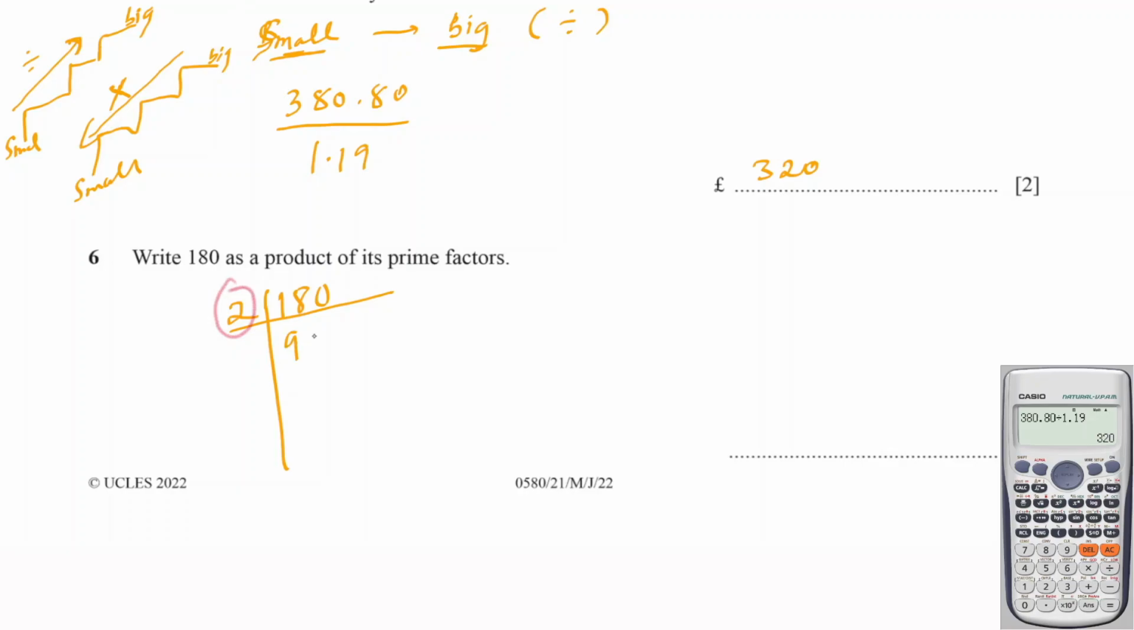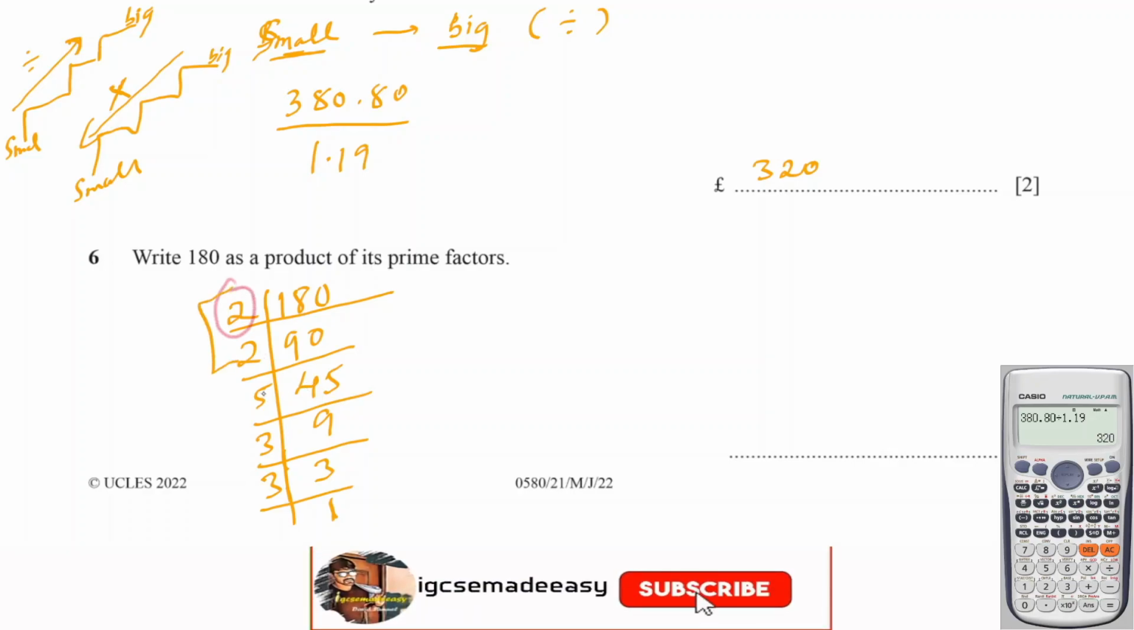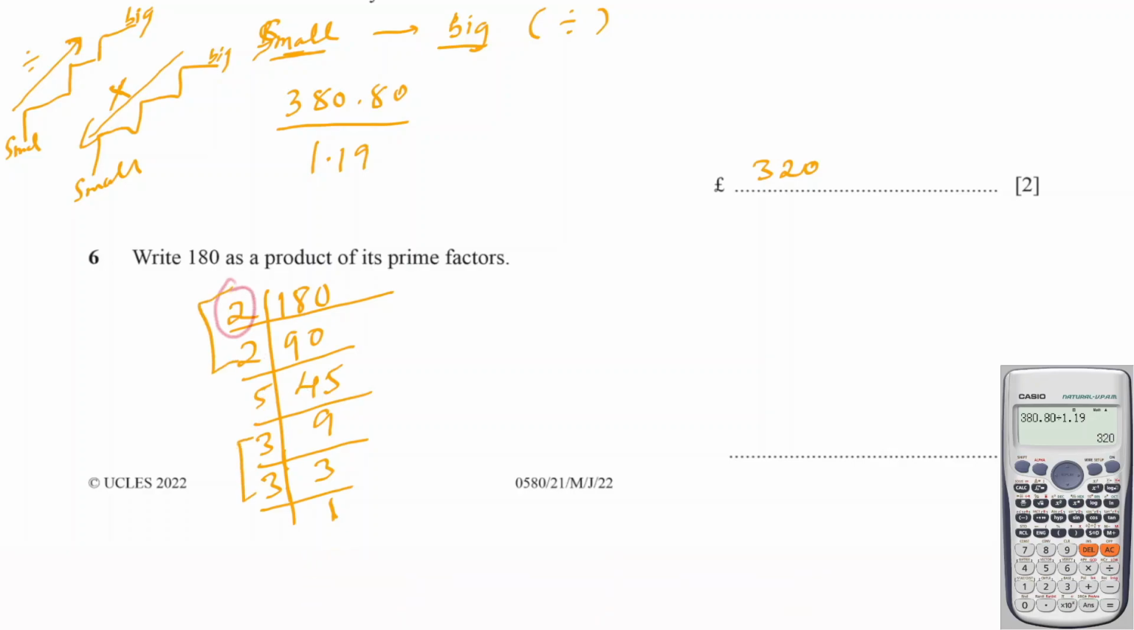So 180 divided by 2 is 90. 90 can again be divided by 2, so 45 times 2 is 90, and now this 45 comes in the 5 tables, so 9 times 5 is 45, and then 3 times 3 is 9, and then 3 times 1. I don't have to write it because 1 is neither a prime number nor a composite number. So we can write 2 times 2 times 3 times 3 times 5. So this is your final answer.